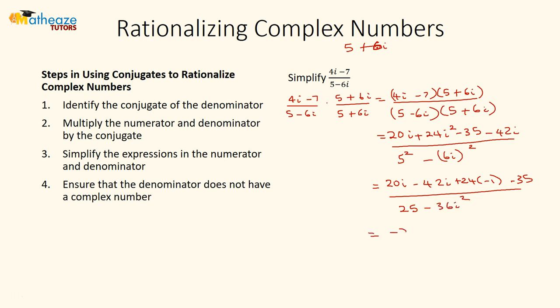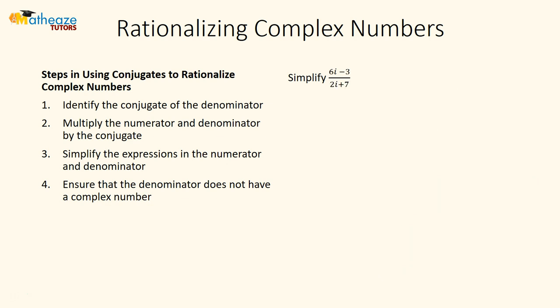So this is negative 22i minus 24 minus 35 over 25 plus 36. So this is going to be minus 22i minus 59 divided by 61. So that is the rationalized version of that complex expression.